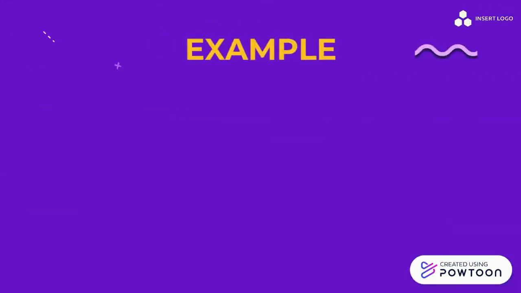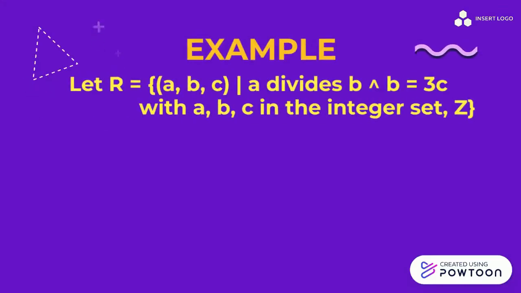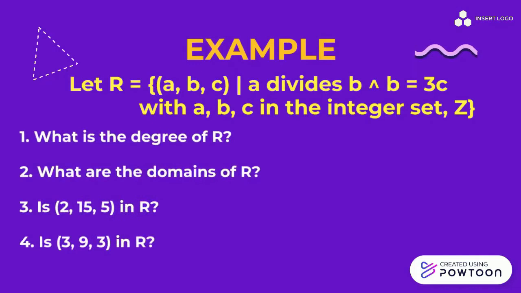For example, let R be the set of triples (a, b, c) where a divides b and b equals 3c, with a, b, c in the integer set Z. What is the degree of R? What are the domains of R? Is (2, 15, 5) in R, and is (3, 9, 3) in R?